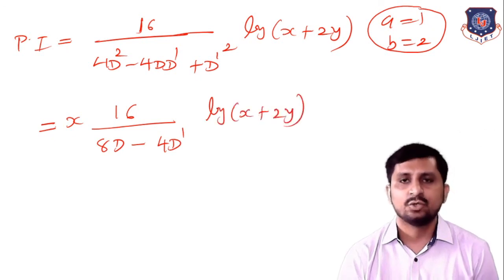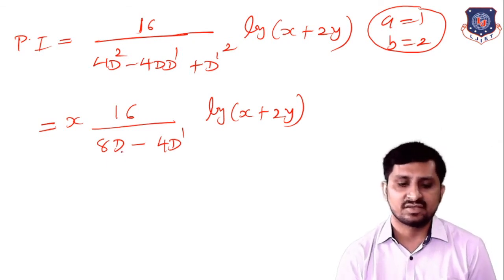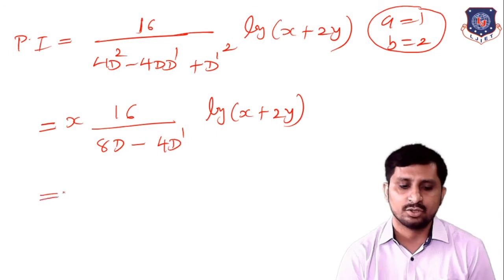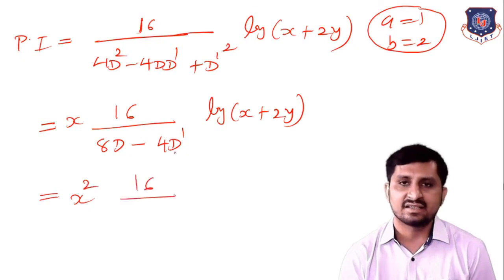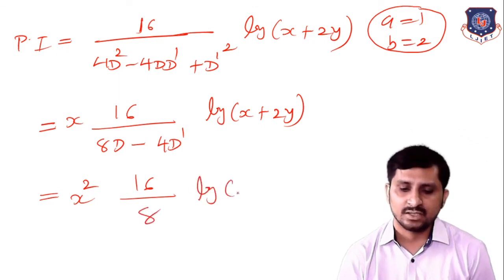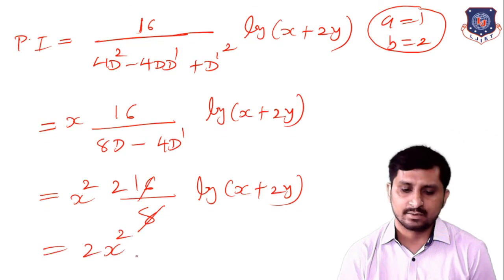Now once again, you cannot take the value of a and b, because again the denominator becomes 0. See, a is equal to 1. So 8 minus 4 into 2. So 8 minus 8, that is equal to 0. Once again your denominator becomes 0. So again you have to multiply with x. So that is x square 16, and differentiation of 8d minus 4d dash with respect to d. So that is 16 by 8 log x plus 2y, and 16 by 8 I can write here 2. So now the final answer is 2x square log x plus 2y.